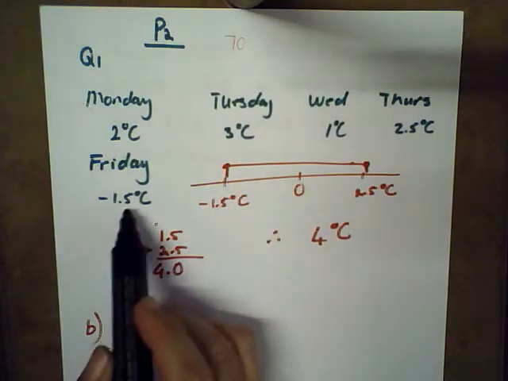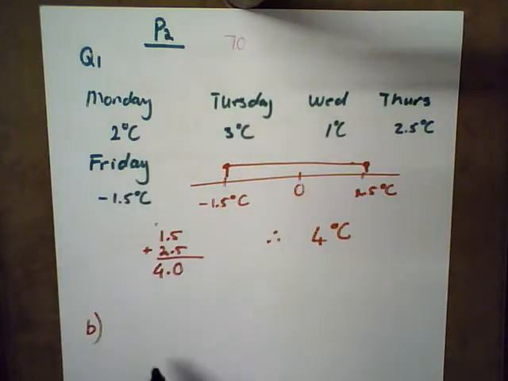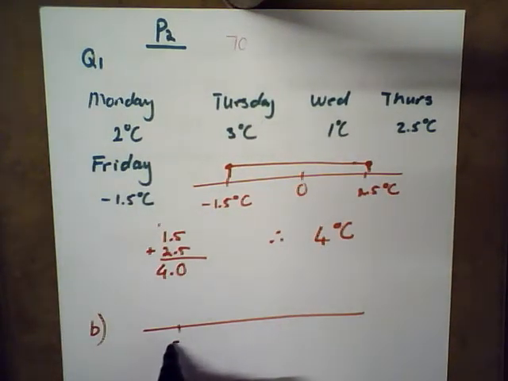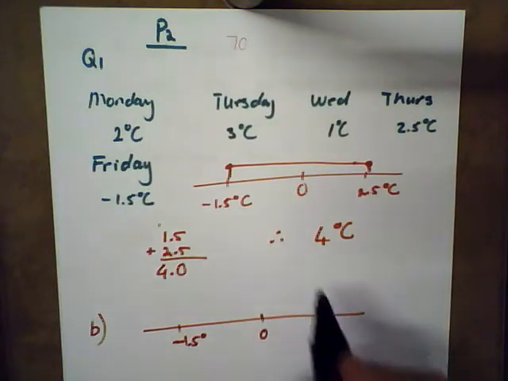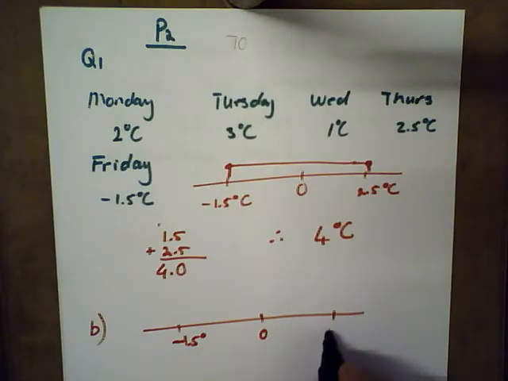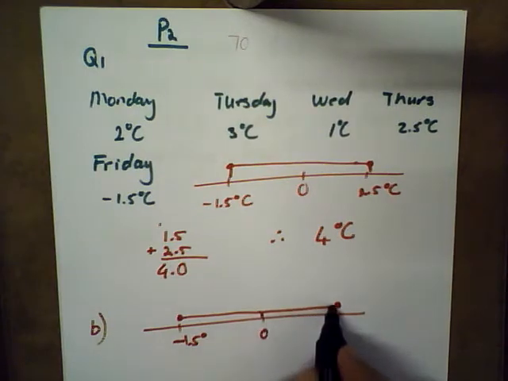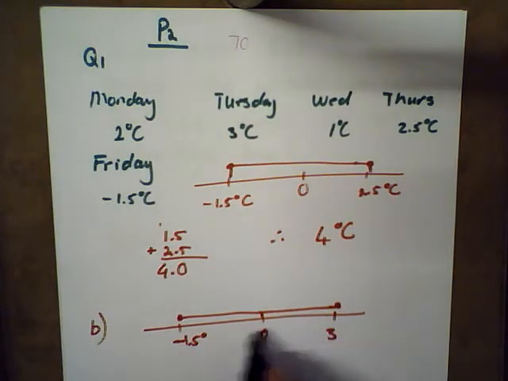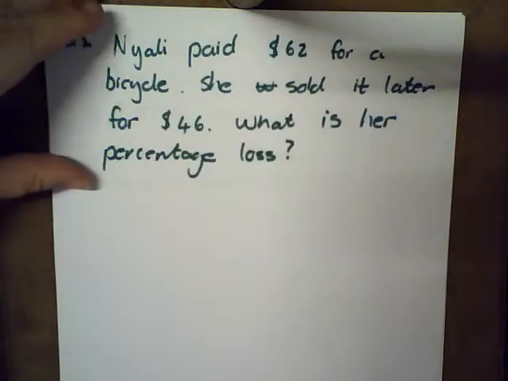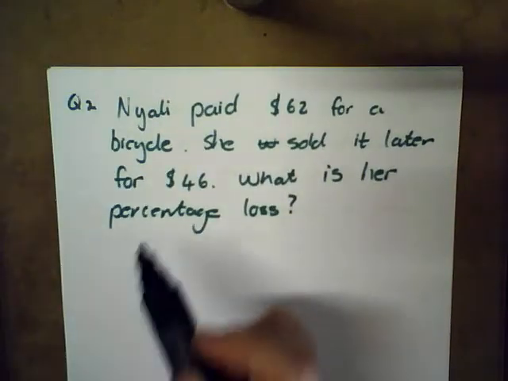So the least was negative 1.5 degrees. And then the greatest was 3 degrees. So the difference between them would be 3 plus 1.5, that would give me 4.5 degrees Celsius. Good, so that's done with question 1. Let's go on with question 2.